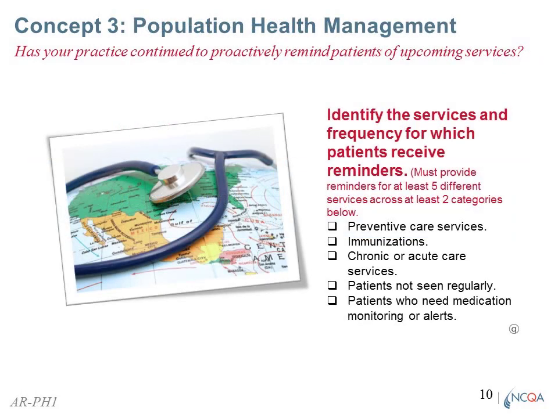Concept 3 is about population health management. Has the practice continued to proactively reach out to patients and remind them of upcoming services? Practices will be asked to identify the specific services they promote via proactive outreach. We will also ask you how frequently you conduct outreach, whether it's monthly, quarterly, annually, or some other interval.